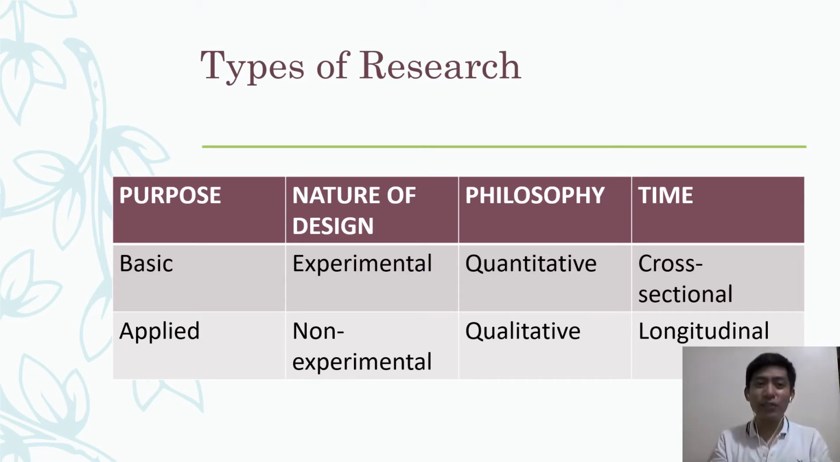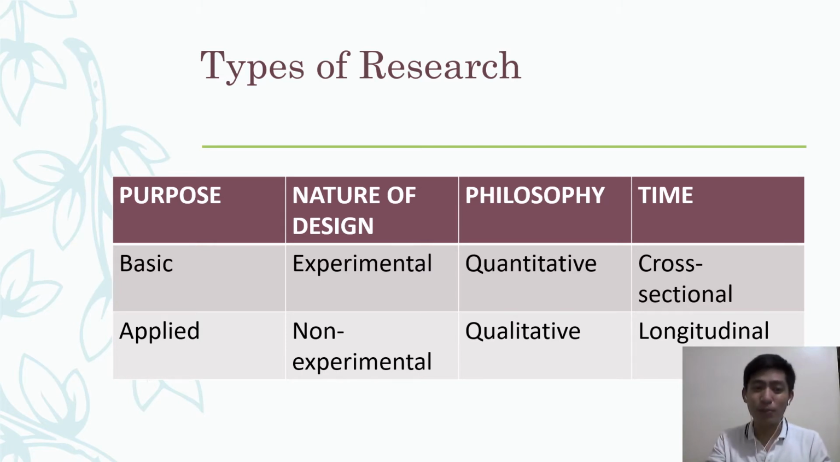Types of research in terms of purpose, nature of design, philosophy, and time. Based on the purpose, there are two: basic research and applied research. Nature of design is experimental and non-experimental research. Based on philosophies, our paradigm, we have quantitative or post-positivist or positivist, and the qualitative or naturalist or constructivist. In time, it's cross-sectional and longitudinal in nature.